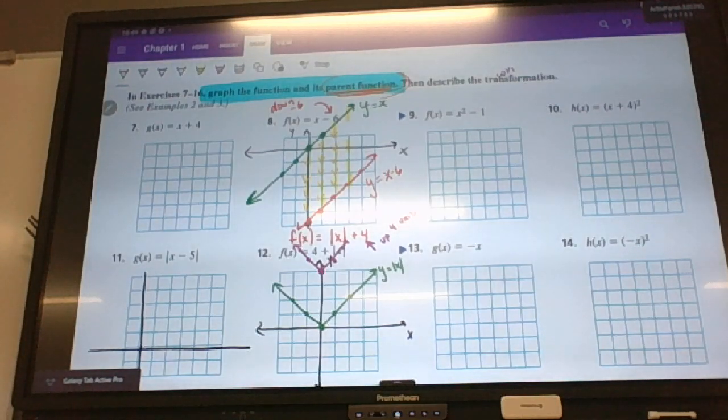Who's got a question? Which one are you working on? What are you thinking? On number 11, there's the -5 with the absolute value symbols. Will they go left or right? It goes right.